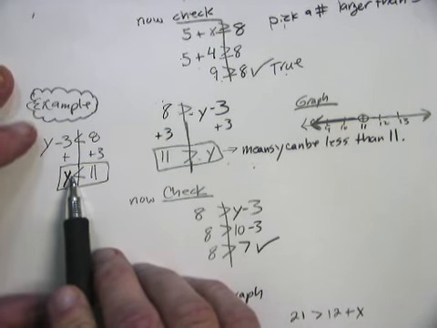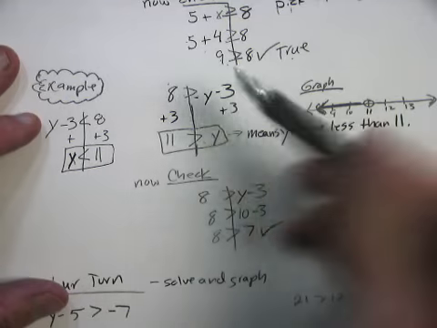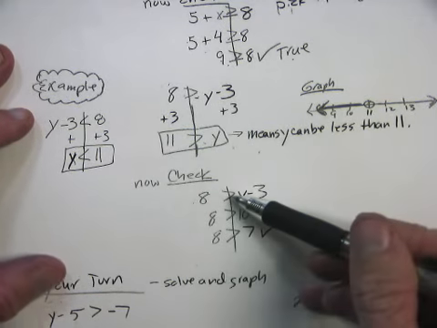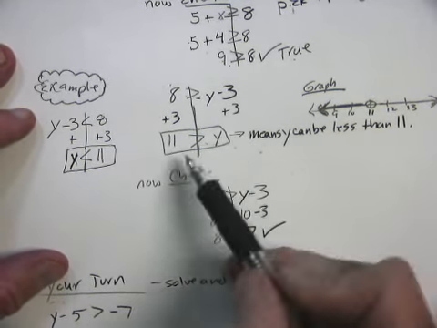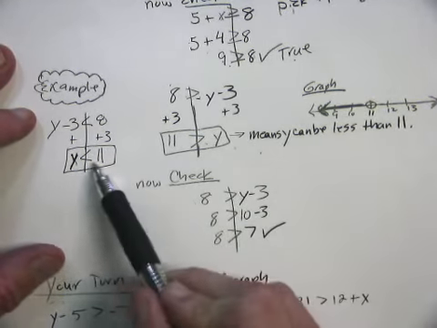Now what we're going to do is check it. I take the original, 8 is greater than y minus 3, and I'm looking for any number that is less than 11. I'm going to plug in 10. 10 minus 3 is 7, and 8 is greater than 7, so that's true. Since that's true, I know that my solution is correct.